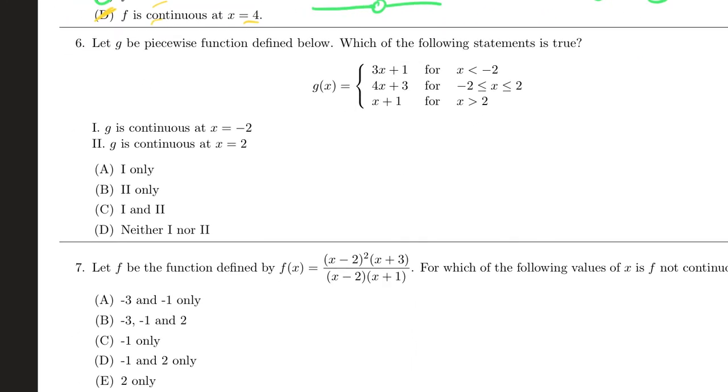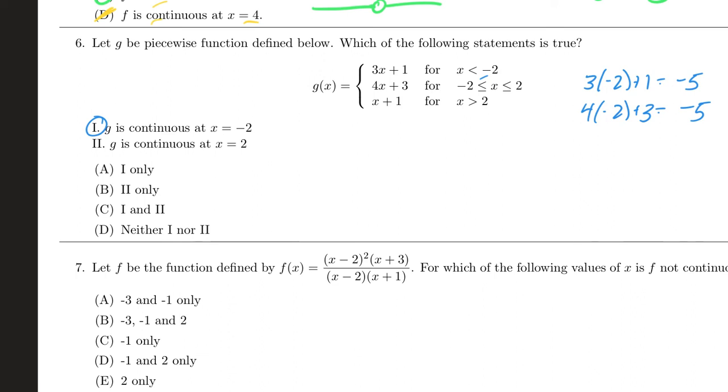Again, this question is very similar. It's asking where this function is continuous. Is it continuous at -2 or +2? At -2, we're switching between these top ones. This one gives me -6 plus 1, which is -5. And I plug -2 into that middle one: -8 plus 3 is -5. So we are continuous at -2, so that's good.